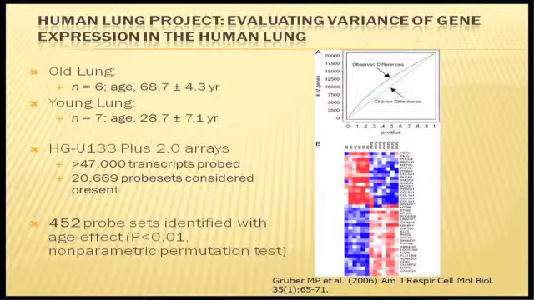Okay, when we do the statistics, a simple t-test, a non-parametric permutation test at a p-level of less than 0.01, we end up with 452 probe sets or transcripts with an age effect in human lung. Okay, so I'm starting there.